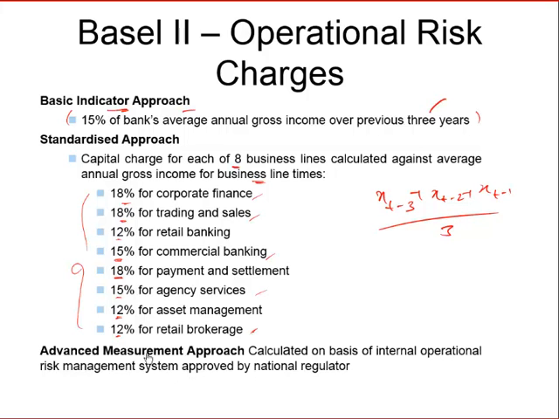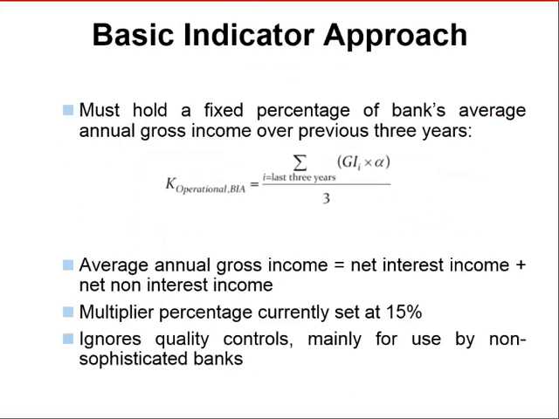The advanced measurement approach can be used by banks that have a significantly advanced and developed risk management system. So you have to convince the regulators that you are actually able to compute the unexpected loss, as we discussed, or the operational VaR, on your own, and you have enough data and enough validation of your models done so as to be able to use this approach. So here the risk charge is calculated on the basis of internal operational risk management systems approved by the national regulator. We'll study each of these approaches in more detail.